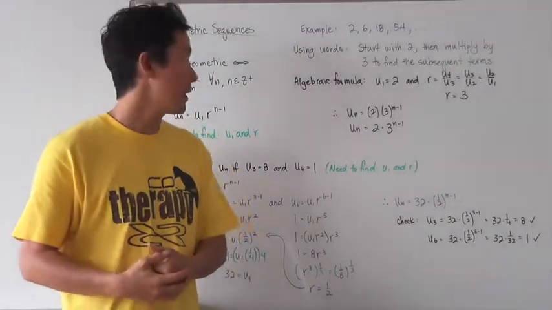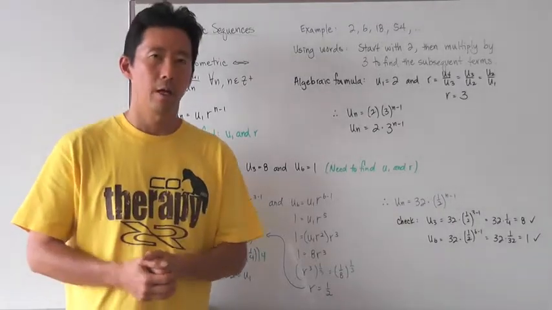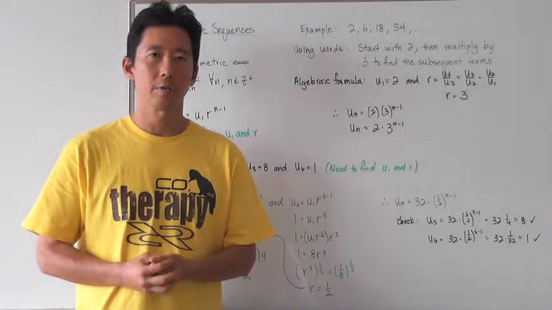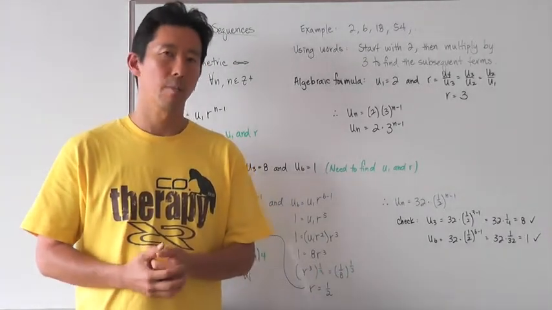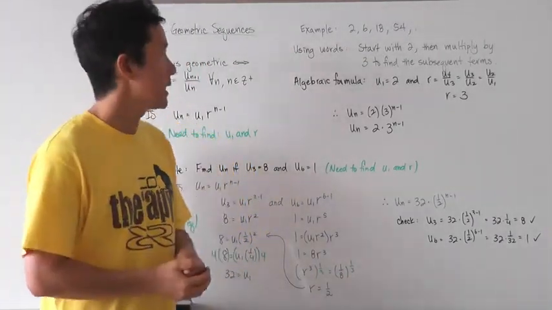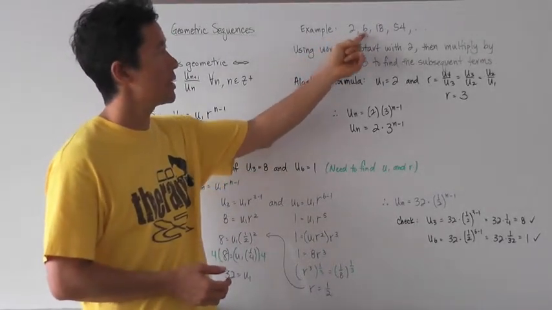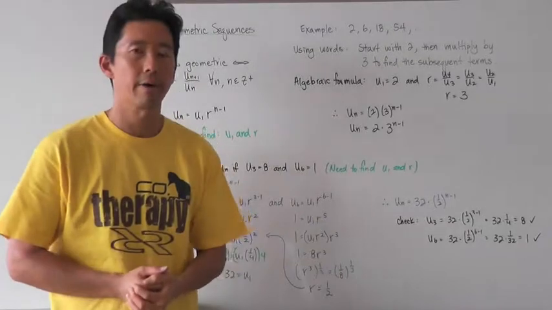Hello everyone, let's go ahead and take a look at a different type of sequence. Now before we discuss the arithmetic sequence, which is based upon a common difference, in this case we're going to take a look at something that looks like this. Say for example we have 2, 6, 18, 54, etc.